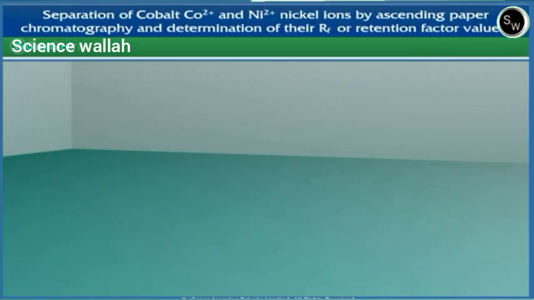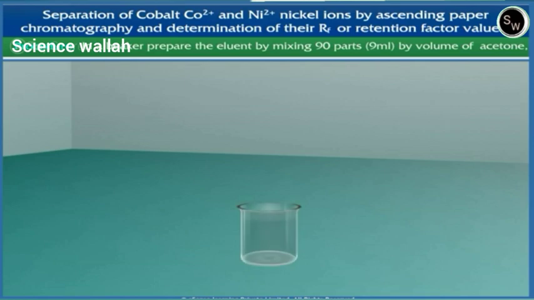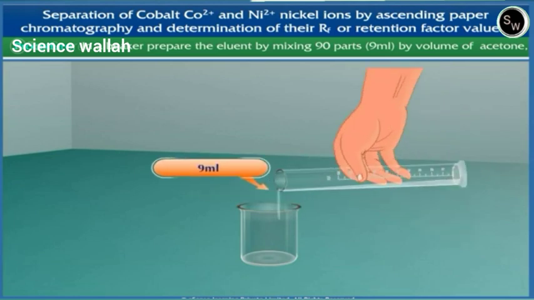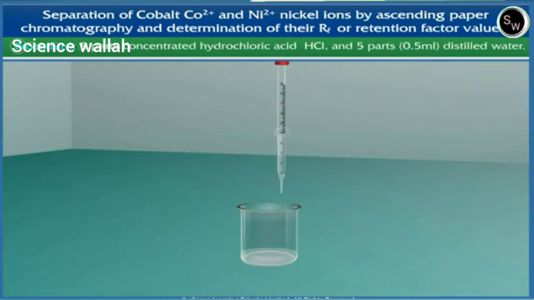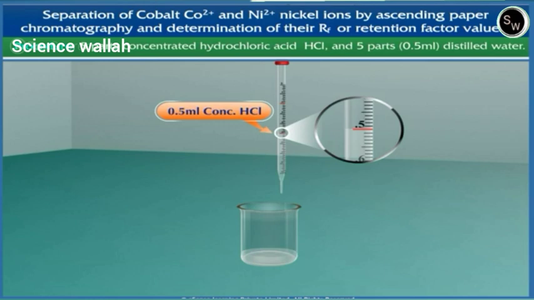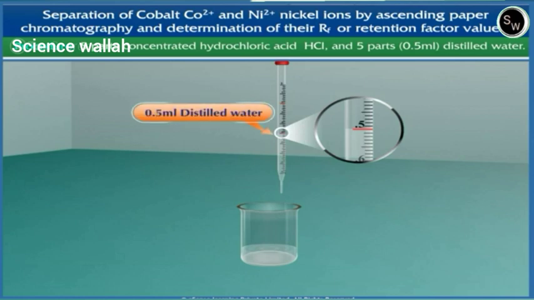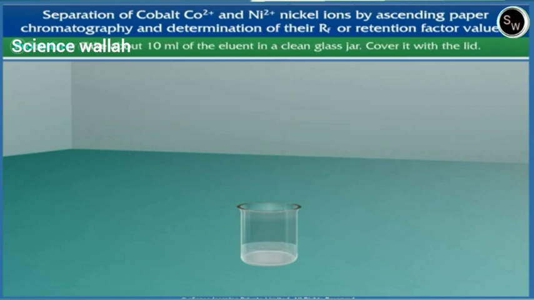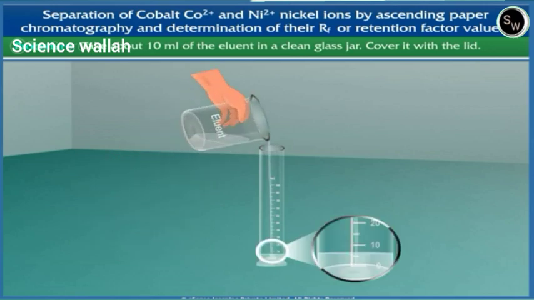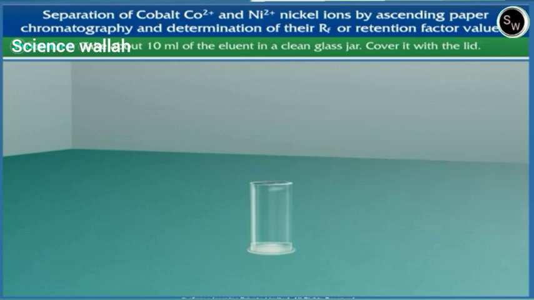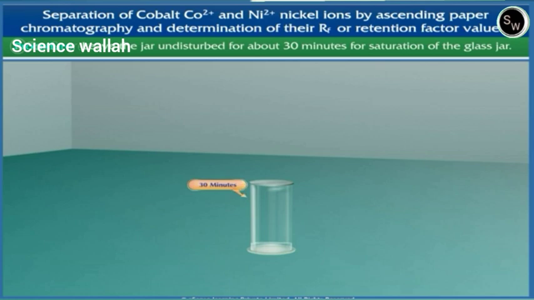The procedure is as follows. In a beaker, prepare the eluent by mixing 90 parts by volume of acetone, 5 parts concentrated hydrochloric acid, and 5 parts distilled water. Take about 10 ml of the eluent in a clean glass jar. Cover it with a lid. Leave the jar undisturbed for about 30 minutes for saturation of the glass jar.